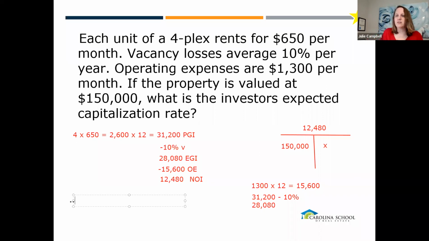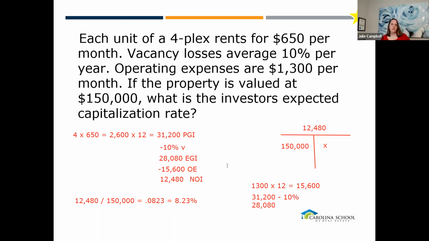I'm going to finish this up over here on the left. The back fourth line on the T-bar means divide. So I take $12,480 and divide it by my value of 150,000, and I get a rate of 0.0832. If it asks for a percent, it's going to be one or the other. They're going to either ask for a cap rate of 0.0832 or a percent, 8.32%.